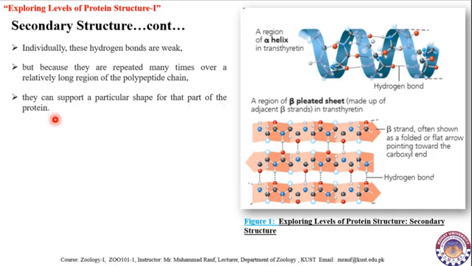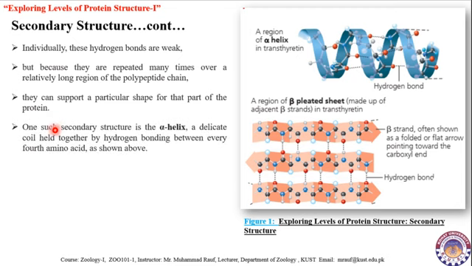Hydrogen bond is a weak bond, but there are so many hydrogen bonds that their cumulative effect provides strength to the protein. One such secondary structure is the alpha helix, a delicate coil held together by hydrogen bonding between every fourth amino acid. So suppose one amino acid is present here, it will establish a hydrogen bond with every fourth amino acid.